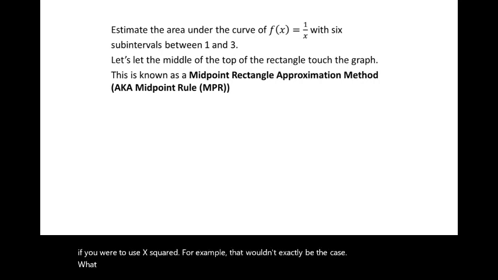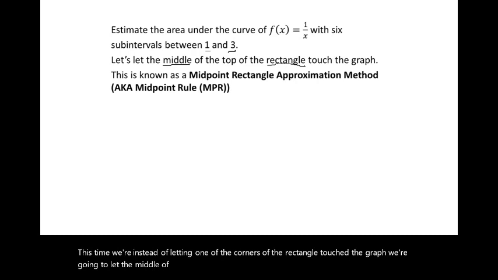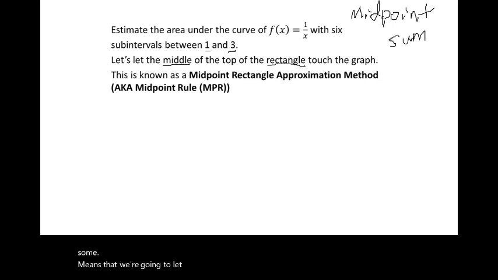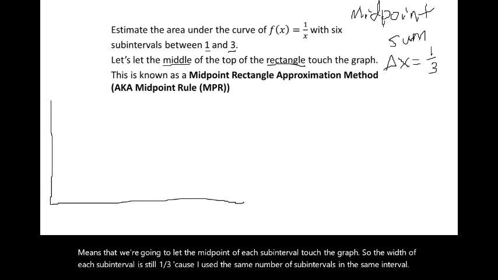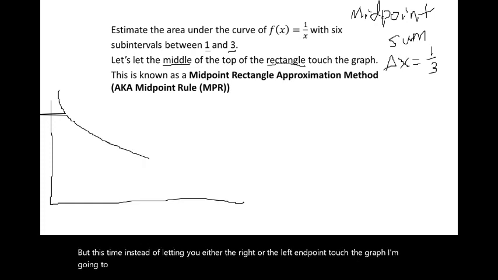What we're going to do here is take the same function, the same number of subintervals, and the same interval between 1 and 3. This time, instead of letting one of the corners of the rectangle touch the graph, we're going to let the middle of the rectangle touch the graph. This is what is called a midpoint Riemann sum. It means that we're going to let the midpoint of each subinterval touch the graph. So the width of each subinterval is still 1/3 because I used the same number of subintervals in the same interval. But this time, instead of letting either the right or the left endpoint touch the graph, I'm going to let the midpoint of each subinterval touch the graph.